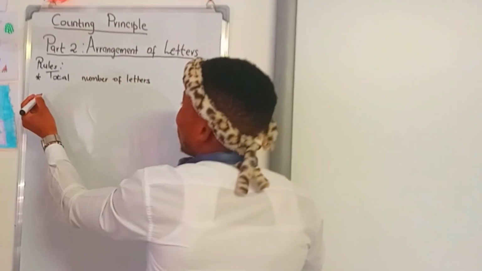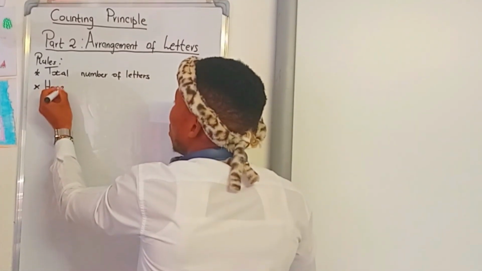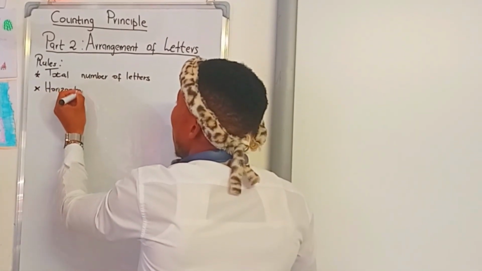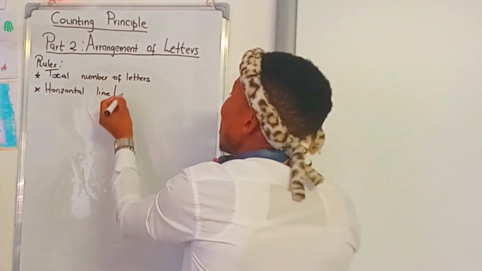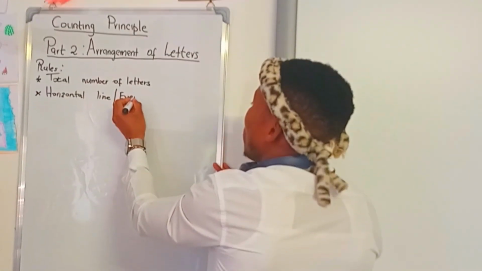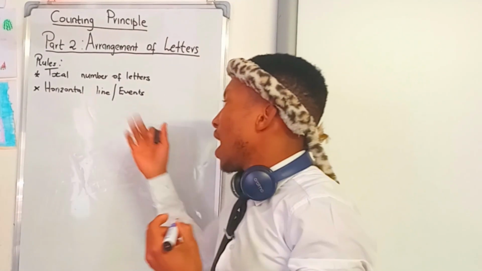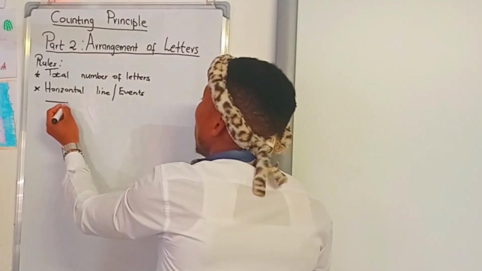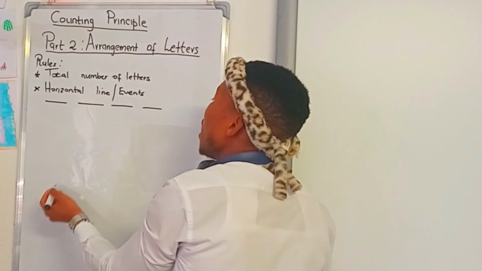Then after that, we have a second rule. We need to draw a horizontal line. The horizontal line indicates the events. Remember, the horizontal line is talking about events, and we have event 1 of letter, event 2, event 3, and event 4.